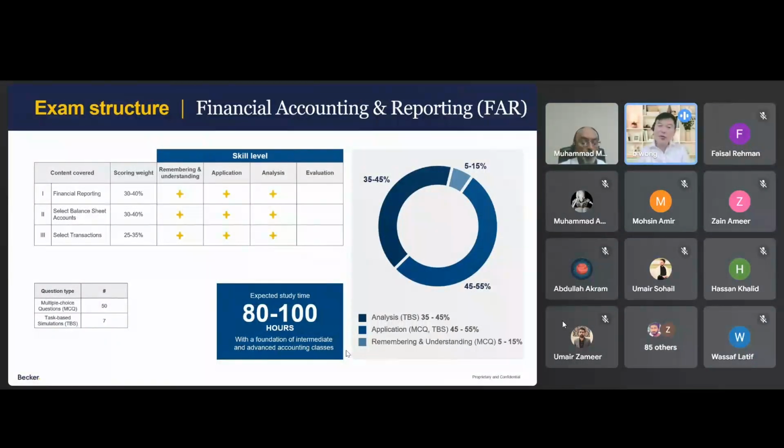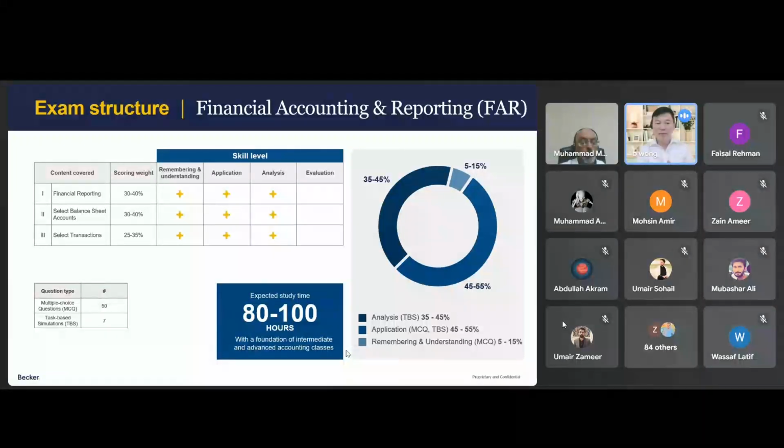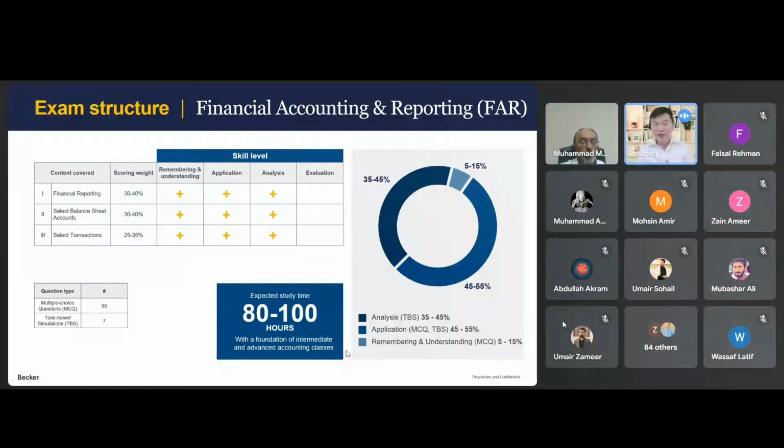Okay, so let's go through the individual exams together. The exams have a few topic areas, and they are also divided into four skill levels: remembering and understanding, application, analysis, and evaluation. Out of the six exams we're talking about here, only auditing will test you on the evaluation skill level.